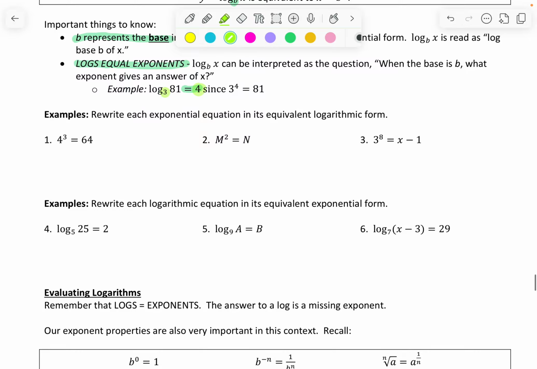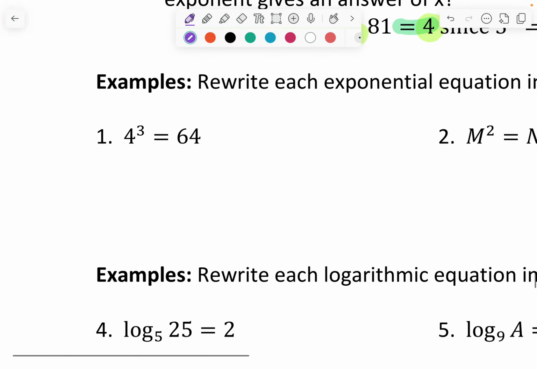So let's just practice first switching these back and forth. I'm going to do a couple and have you try some here on your own. So for number 1, we have 4 to the 3rd equals 64. Now these are in exponential form. We want to rewrite them as logarithms. So 4 to the 3rd equals 64. I'm going to start with my log and decide my base. So since the base of this exponential term is 4, we're going to use 4 for the base of the log. Now this is a subscript. It's kind of like an exponent, but on the bottom. So it's tiny and lower than the rest of the writing.